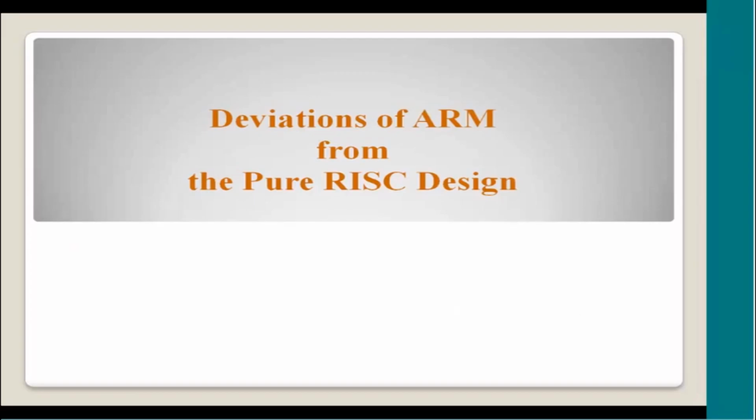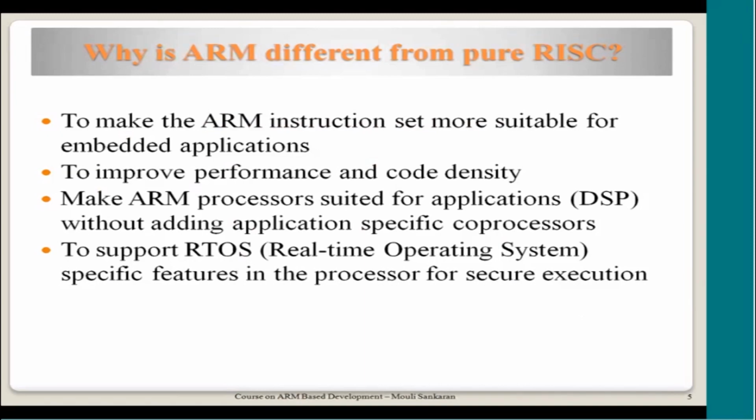So let us see how ARM deviates from a pure RISC design. If you recall from the earlier session, RISC processors have a fixed instruction size and every instruction runs in a single cycle, and they have plenty of registers to operate on, and all the arithmetic operations work only on register operands, and most of the instructions run in a single cycle. This is what we learned about RISC. But that is not true in ARM. Some of the deviations are done for a reason.